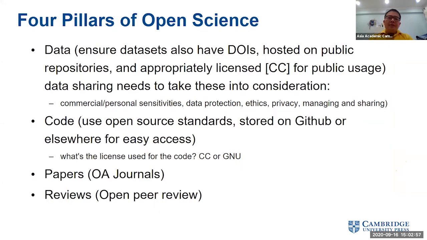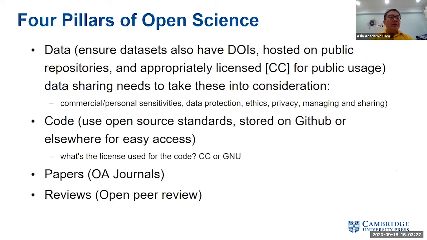So there are 4 pillars of open science. The first one is data. So just make sure your data sets and DOIs are also posted on public repositories, licensed under CC. But when you are sharing data, you need to take a lot of things into consideration, again, such as commercial and personal sensitivity, data protection standards or regulations, ethics, privacy, and how you're going to manage and share it. So these are the things you have to keep in mind.